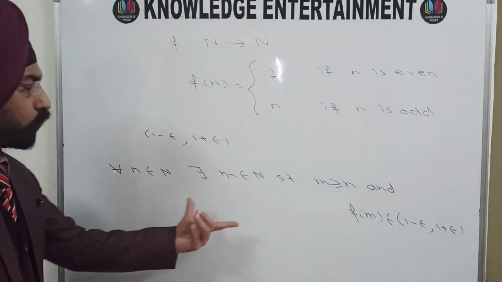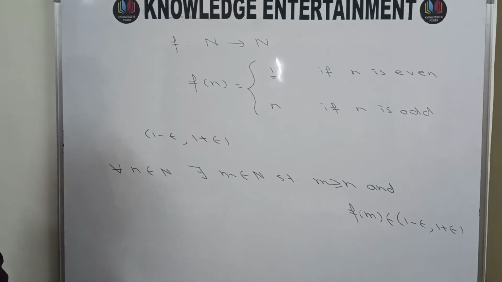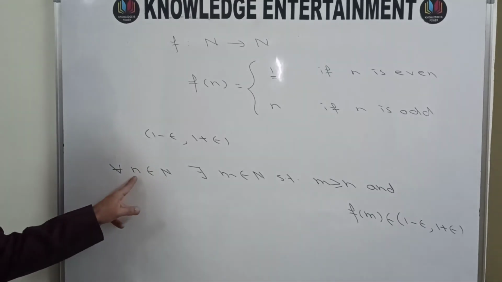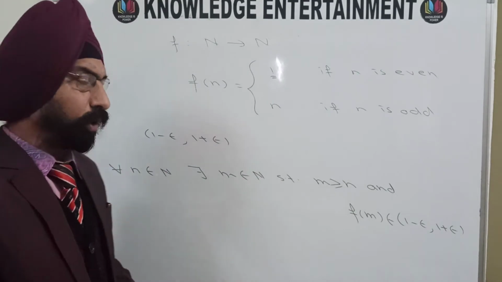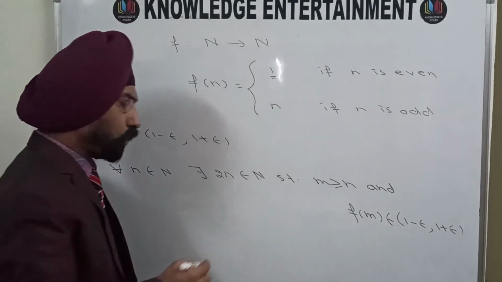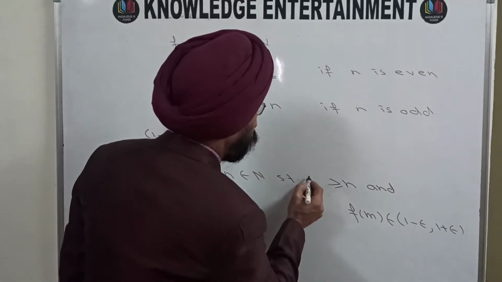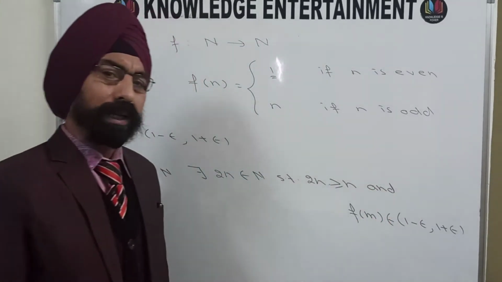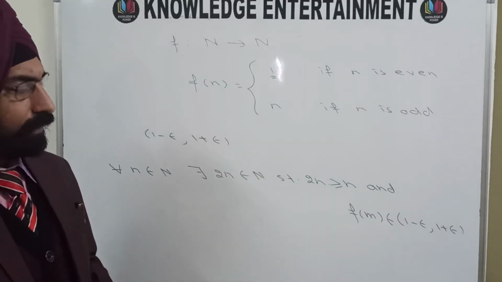So this should be true for every n. So what we have to do? Take any neighborhood, any natural number n, and this m, because we want our m to be greater than or equal to n, you just take 2n. So you know that there exists 2n belonging to N such that 2n is greater than or equal to n. That's very much obvious because n is a natural number, it is positive.